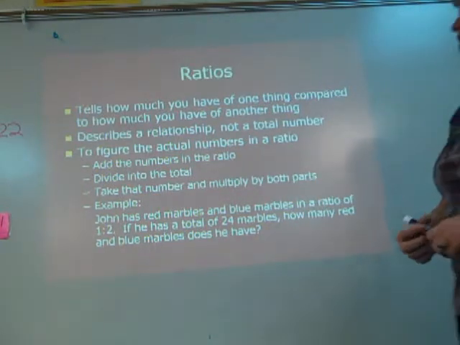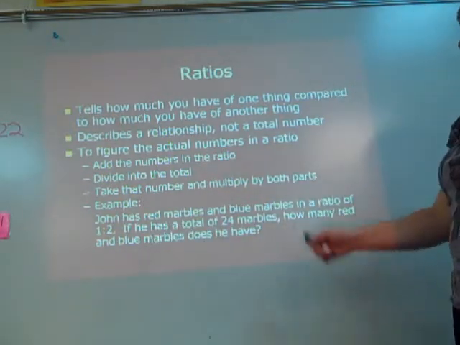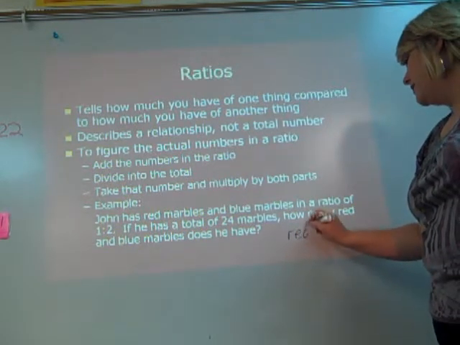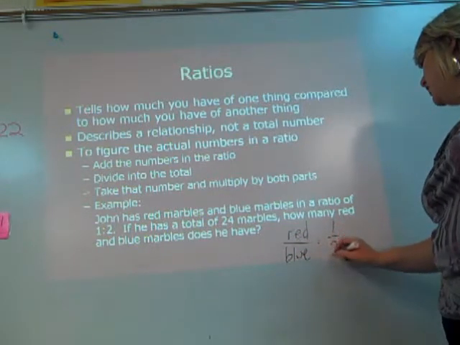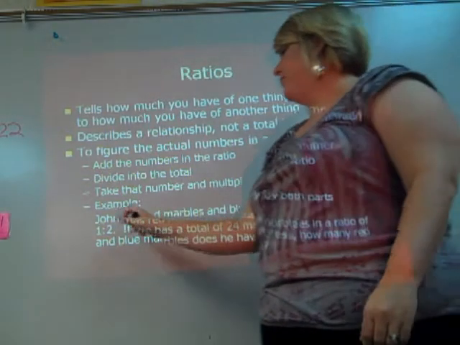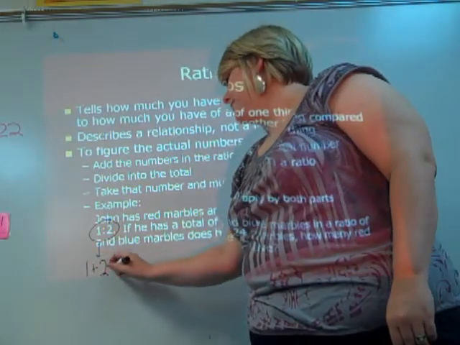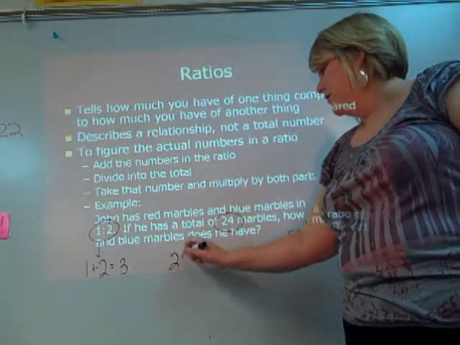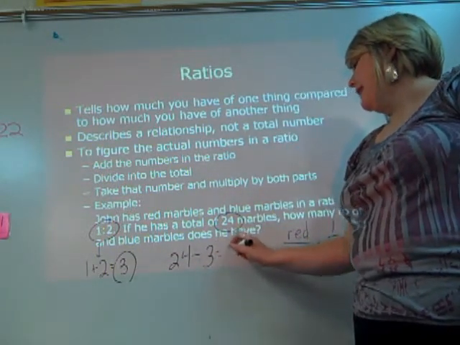So for example, John has red marbles and blue marbles in a ratio of 1 to 2. If he has a total of 24 marbles, how many red and blue marbles does he have? So the ratio of red to blue is 1 to 2. And we want to figure out how much he really has of red and blue. So if you'll add these up, what's 1 plus 2? 3. So 1 plus 2 is 3. Then take the total, 24, and divide by 3. You'll get 8.